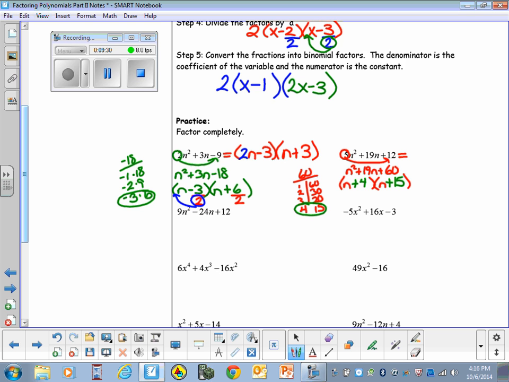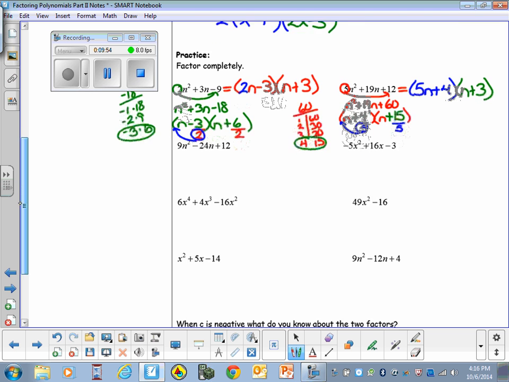Now I have to divide by 5, because I started off sliding the 5. 4/5 is not going to simplify. So this 5 has to slide back up front. N plus 15 divided by 5 is 3, and I'm done.